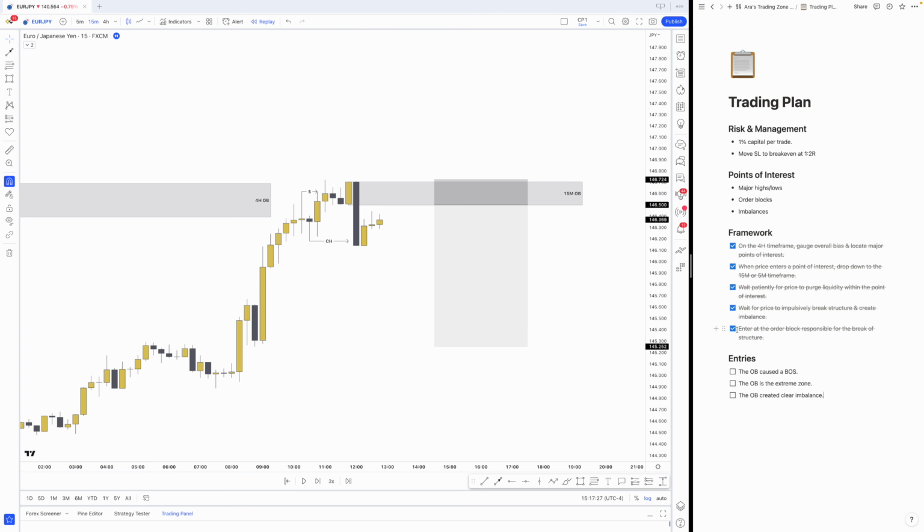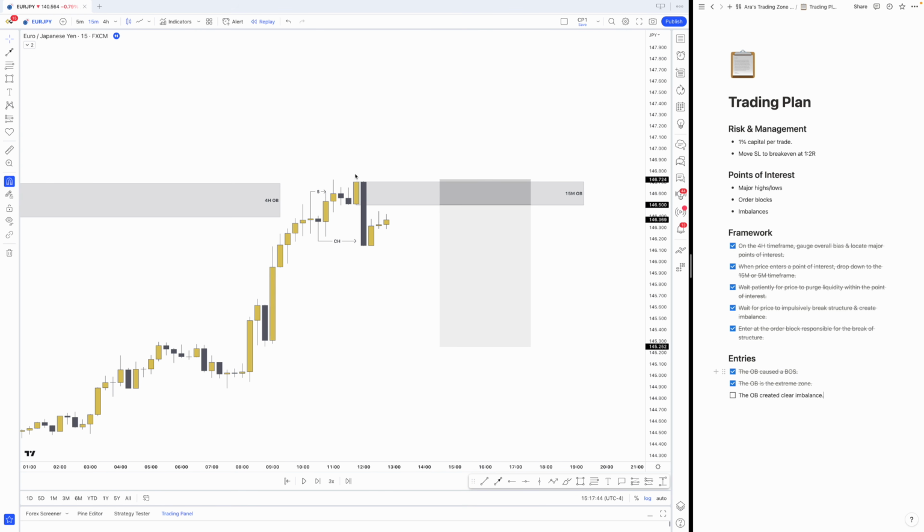So we can check step number 5 off the list. Now let's go over our entry criteria. The order block caused a break of structure. Yes, it did. Change of character is the first break of structure. It's an early warning sign that the market may be shifting. The order block is the extreme zone. Yes, it is. There's nothing above it, so it has to be the extreme of this minor bearish leg here. The order block created clear imbalance. Yes, it certainly did. Between this candle's low and this candle's high, we have imbalance there. So everything checks off the list here.